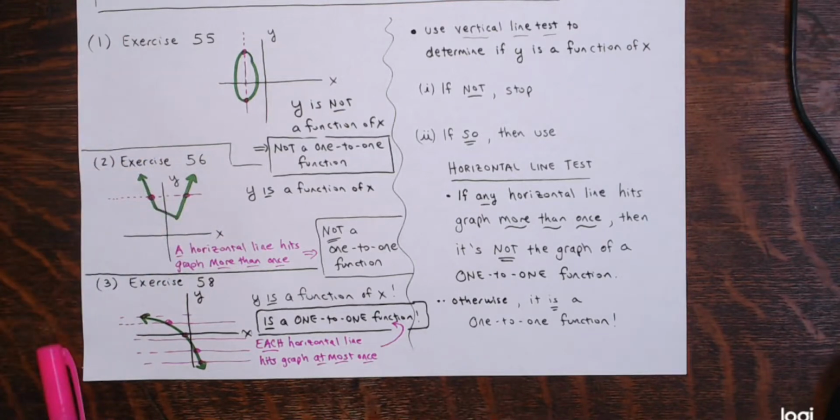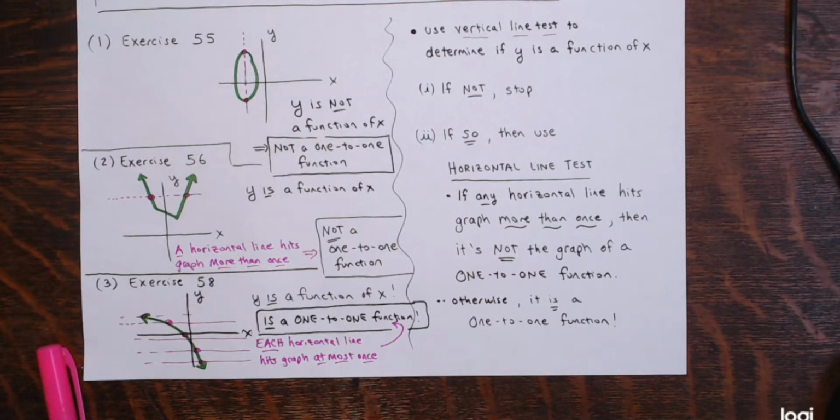Again, do the vertical line test first. If it passes the vertical line test, then you've got a function. Then ask yourself, great, I've got a function, now is it a one-to-one function? So now you switch over to the horizontal line test. And once again, if you find any horizontal lines that hit the graph more than once, it's not one-to-one. If you can't find any horizontal lines that hit the graph more than once, it is one-to-one. Every output would correspond to exactly one input in that case.